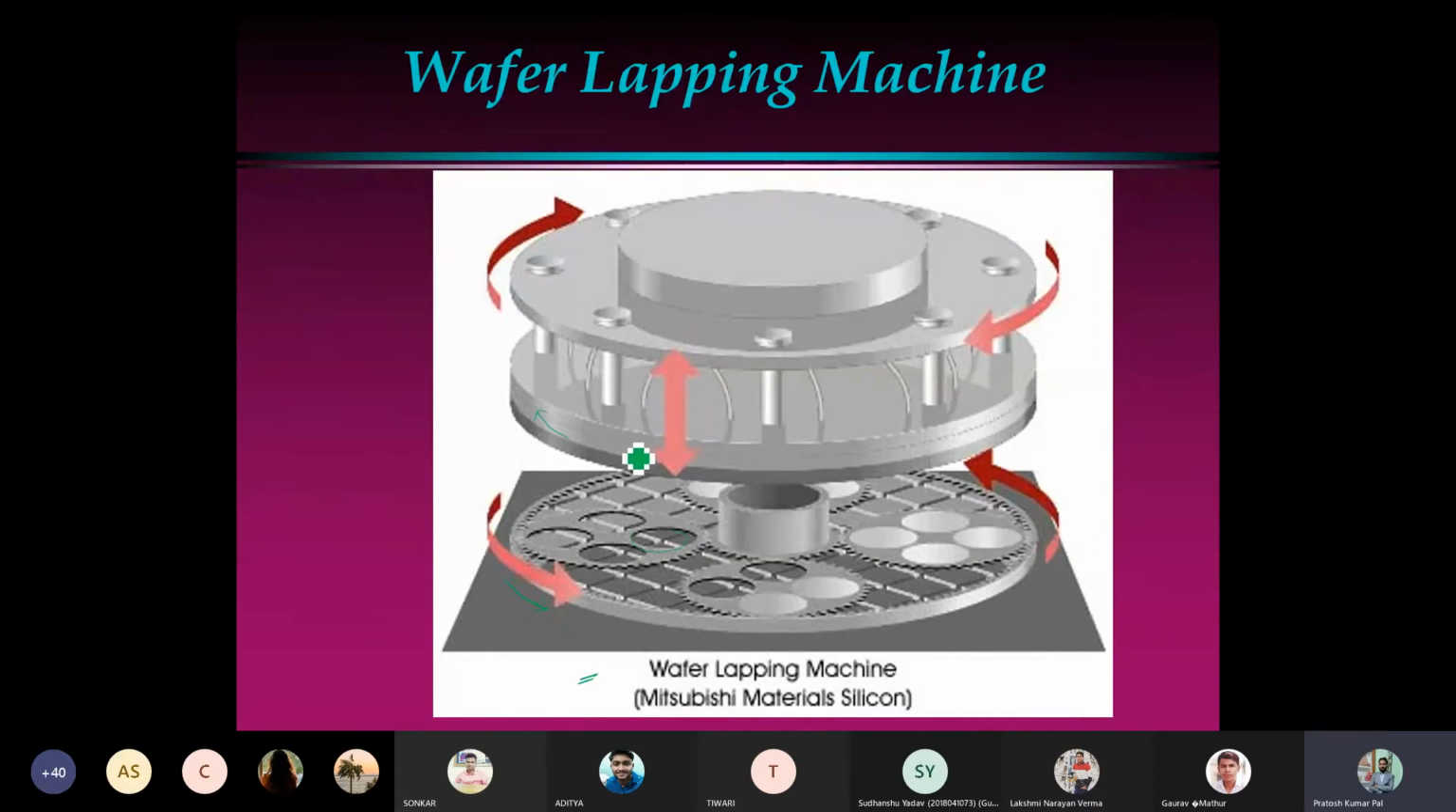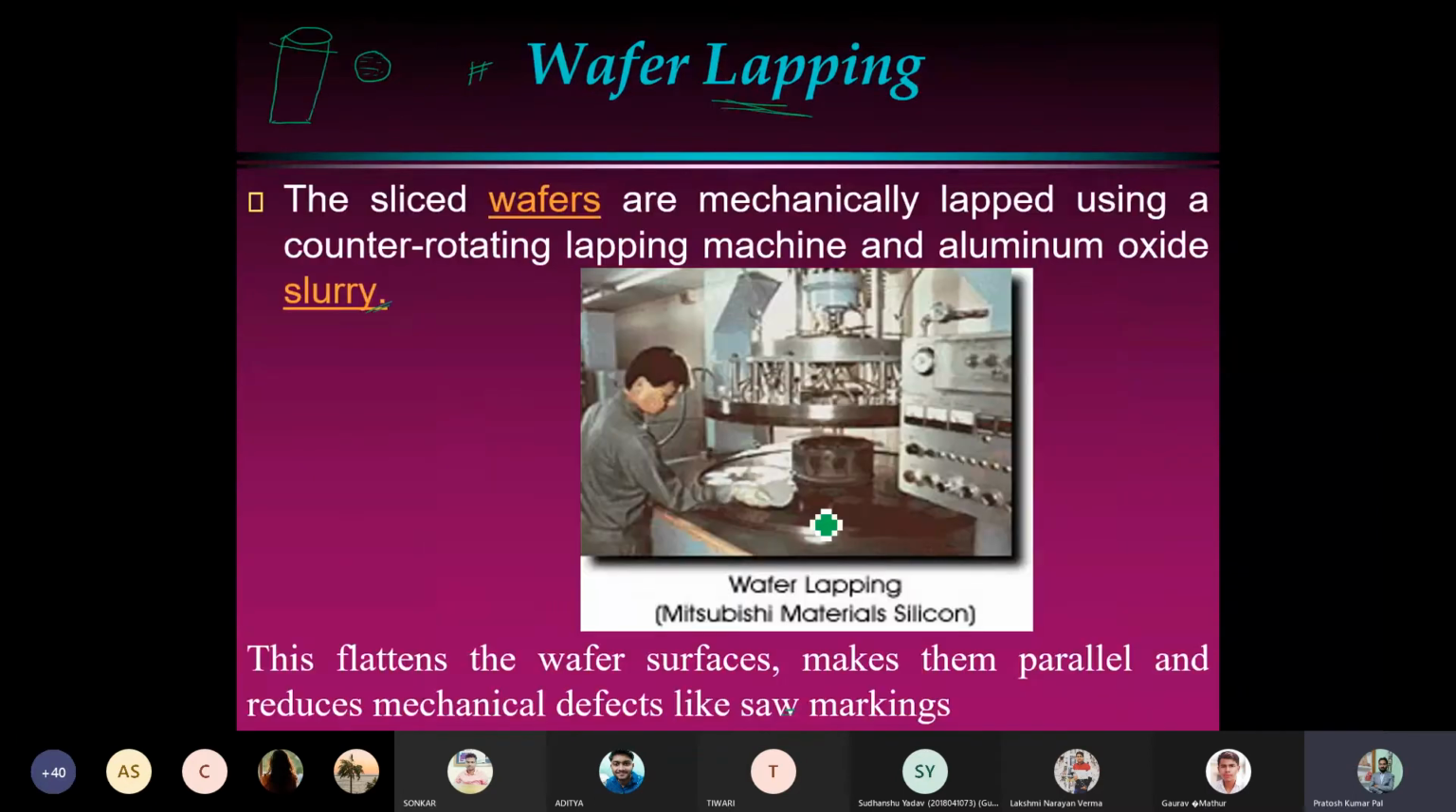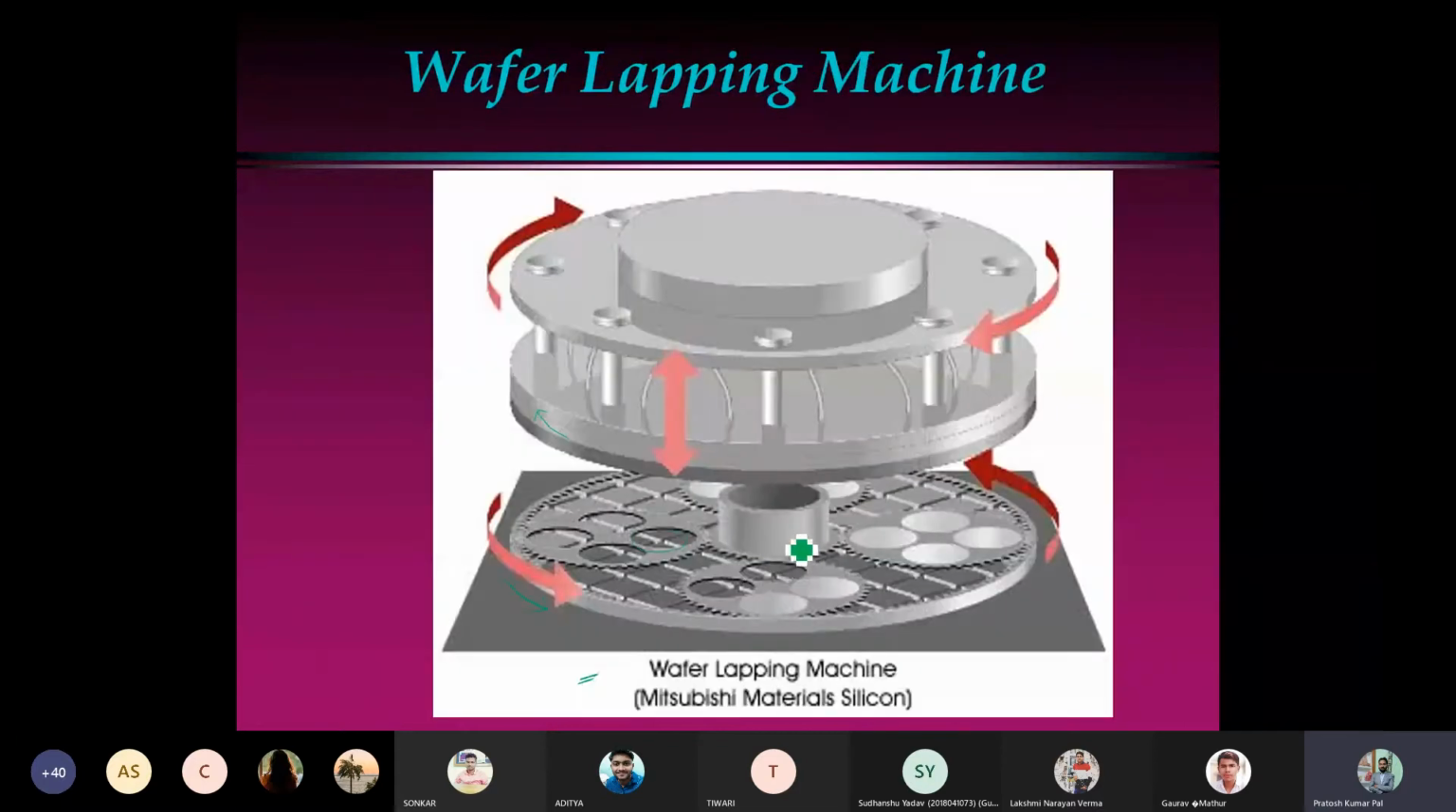So in between this we will be placing the slurry of aluminum oxide. Okay, so aluminum oxide slurry will be used in between these two rotations, so that the surface of the wafer can be smoothened or made parallel, or you can say made even throughout the wafer. Okay. So this is the lapping process.